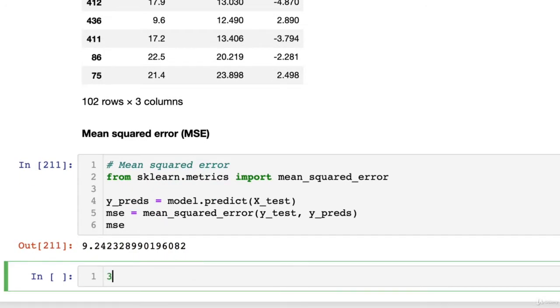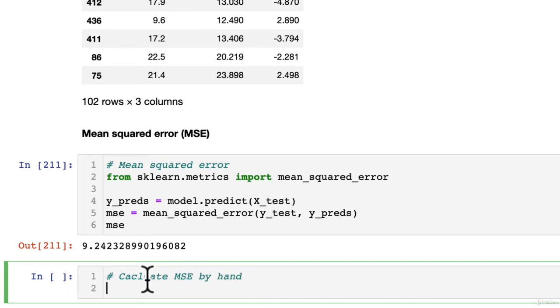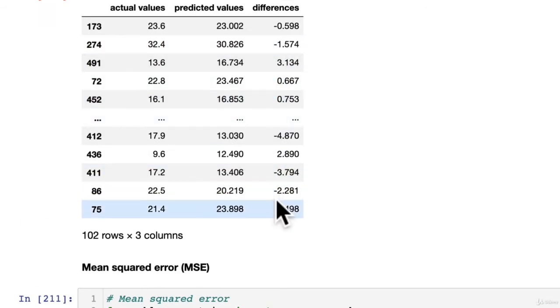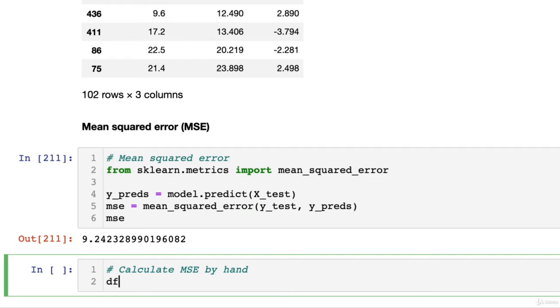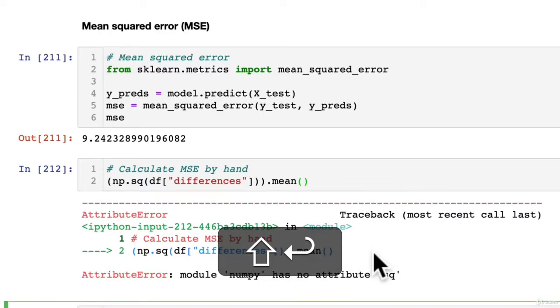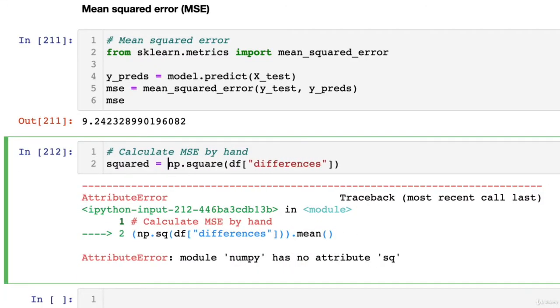Actually, we might just do it. So let's see if we can calculate MSE by hand. Now this is dangerous, right? We're going off the record here. Calculate MSE by hand. So all we have to do is take the differences here. So actually DF differences, we need to square that. Actually, might do here. So MP, is it MP square? Yeah, MP square DF differences, and then should be able to call the mean on that. So actually, let's put that in brackets. Can we do that dot mean? Right. Squared equals that.